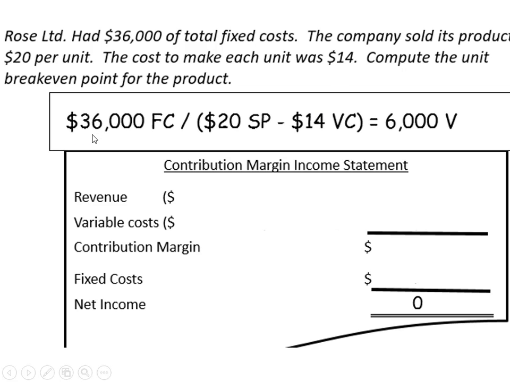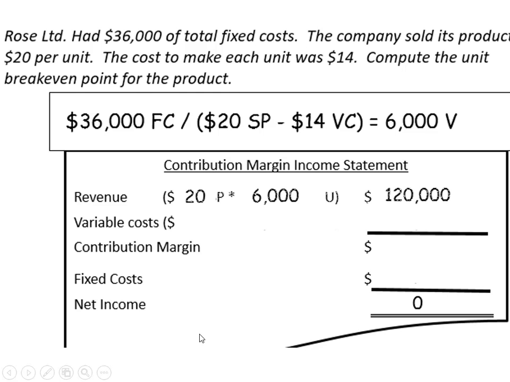Our total fixed cost of $36,000 divided by our unit contribution margin, which is our $20 selling price minus our $14 variable cost. So it's going to be $36,000 fixed cost divided by our unit contribution margin of $6. We do the division and it comes up to a volume of 6,000 units. So that 6,000 units is our break-even point.